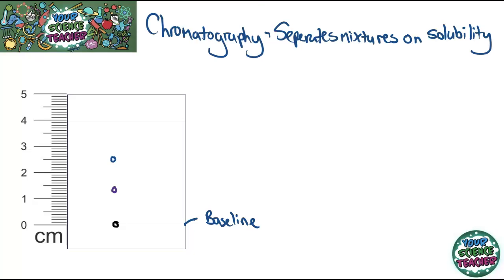Let's write a little method on how to carry out the chromatography, and then we'll look at how we can actually use our chromatography to decide what is inside our mixture. So the first thing that you're going to do in a chromatography is draw the baseline in pencil. Now it's really important that you use pencil as your method of drawing your baseline, because if you use pen, that would be soluble and that would travel up your chromatography paper as well. So it's really important that that baseline is drawn in pencil.